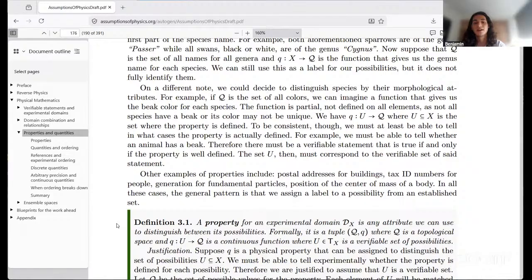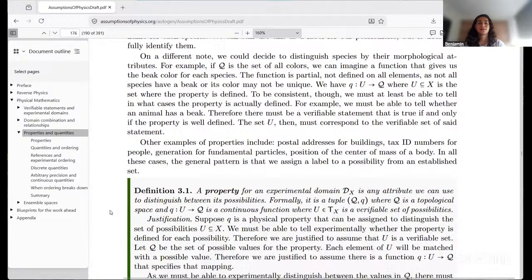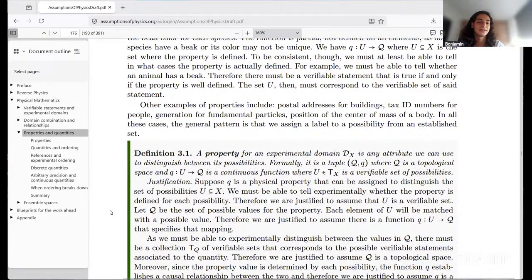To be consistent, though, we must at least be able to tell in what cases the property is actually defined. For example, we must be able to tell whether an animal has a beak. Therefore, there must be a verifiable statement that is true if and only if the property is well defined. The set U then must correspond to the verifiable set of said statement. Other examples of properties include the postal address for buildings, tax ID numbers for people, generation for fundamental particles, position of the center of mass of a body. In all these cases, the general pattern is that we assign a label to a possibility from an established set.